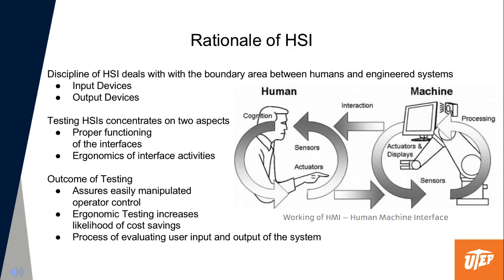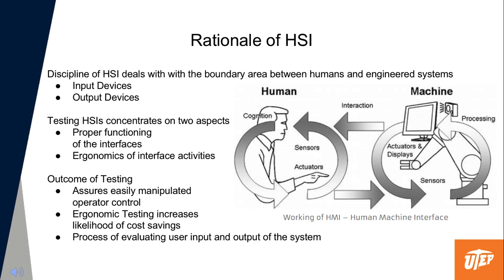Rationale of HSI. The discipline of HSI deals with the boundary area between humans and engineered systems. More specifically, HSI deals with input devices, which are means by which humans control systems, and output devices, which are the means by which humans interpret systems information. HSI performance determines how easily a user may control and comprehend the underlying functions of a given system. Testing HSIs concentrates on 2 aspects: the proper functioning of the interfaces and the ergonomics of interface activities. Ergonomics focuses on people's abilities and limitations, as well as what they must do in order to deal with or operate the system.